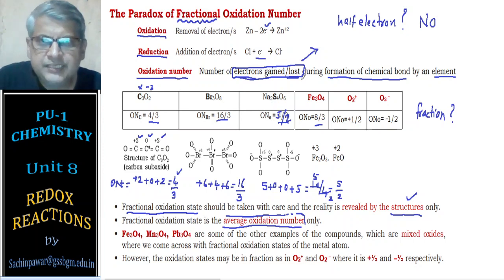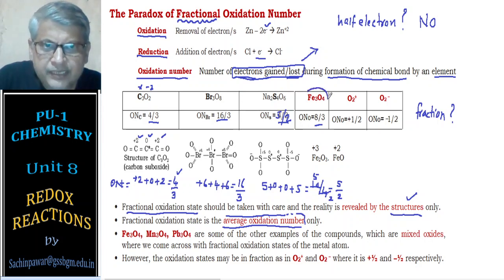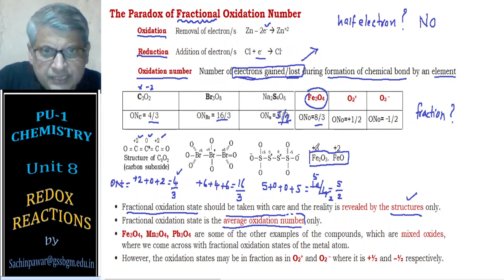There is one more case. If you just take here Fe3O4, Mn3O4, Pb3O4, I am just taking one example here, Fe3O4. Fe3O4 is actually a combination of 2 oxides. That is, you see here it is ferric oxide and ferrous oxide. So ferric oxide oxidation number of Fe is plus 3 and ferrous oxide FeO oxidation number is plus 2.